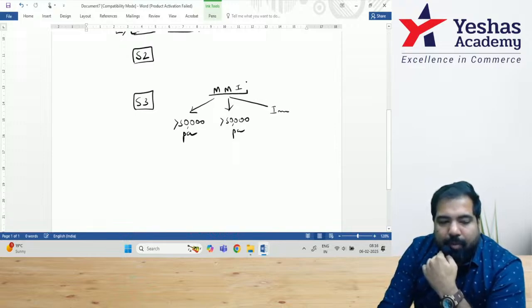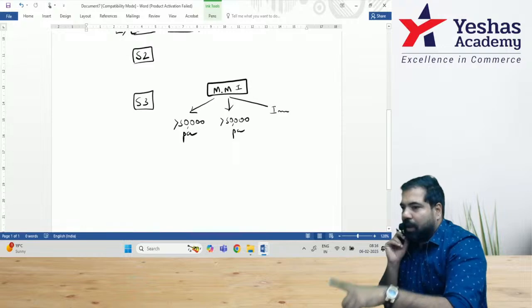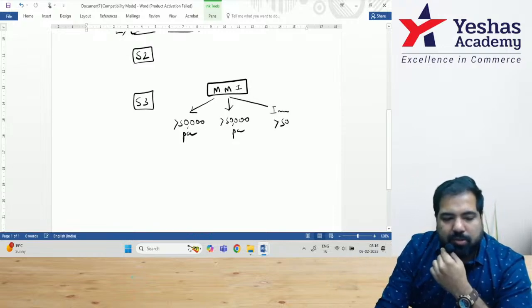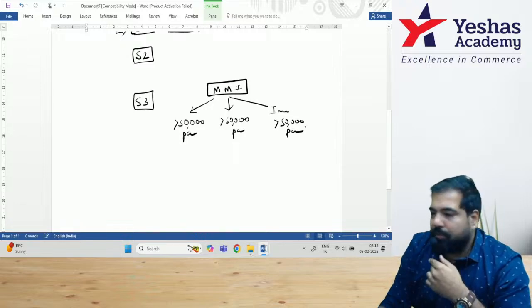So the shortcut is MMI. Everyone repeat the shortcut. MMI. Money, movable property, immovable property. If it's more than how many thousand, guys? 50,000 per annum, then it will be taxed.